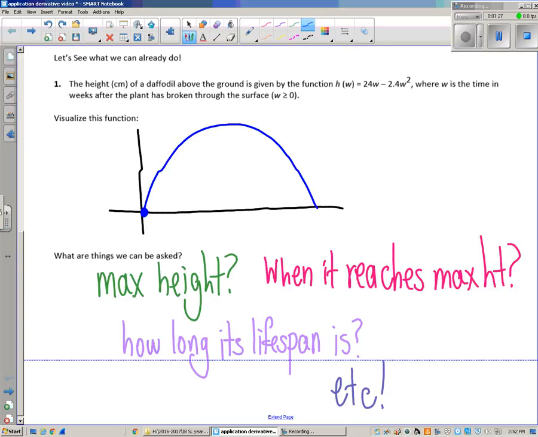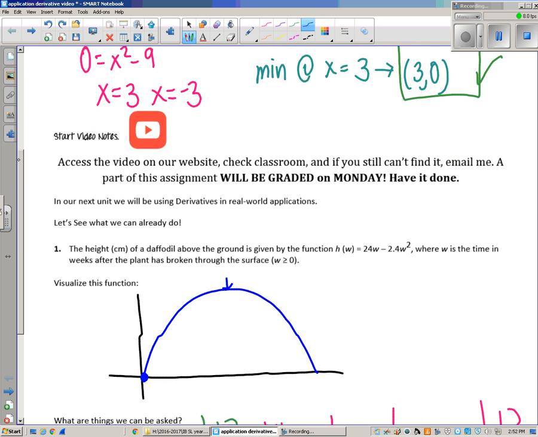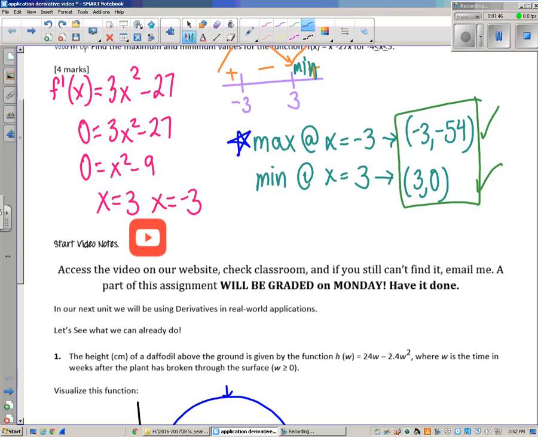So some things that someone might ask us is, what is the maximum height, or when will the daffodil reach its maximum height? So we're talking all about the maximum at the very top of the graph. And it's kind of cool to make the connection between that and the warm-up we just did where we had to find the maximum. So it's kind of connected to a derivative, and we'll take a look at how.